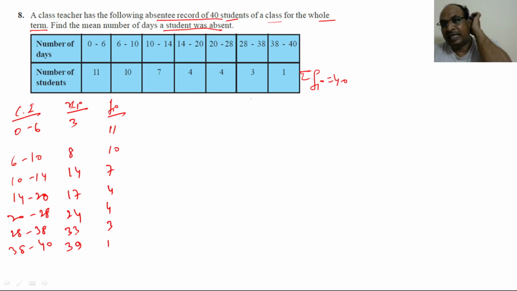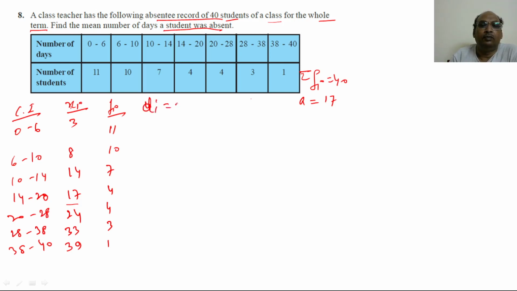So this is the case now. We are given xi, fi, all are available. We can use the assumed mean method. So a is equal to, somewhere we will take as 17. So ui or di is equal to xi minus a.